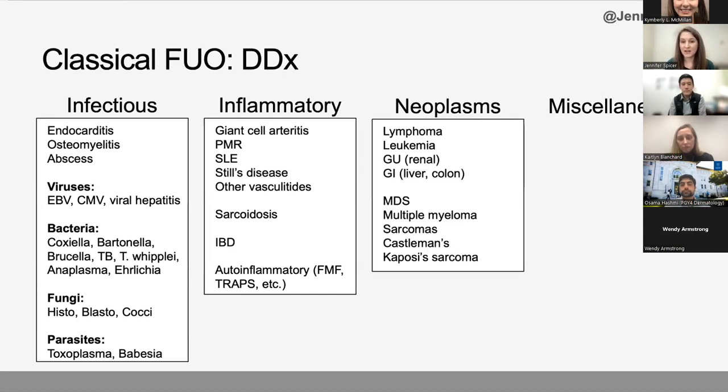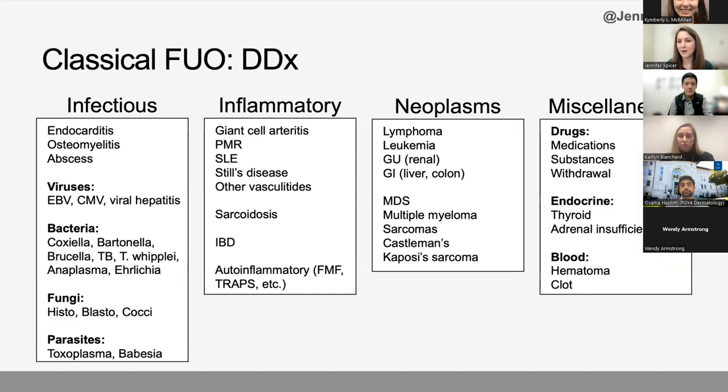There are many neoplasms, and the most common are lymphoma and leukemia. The solid organ tumors that tend to cause fever are in the GU system or the GI system. And then I think about miscellaneous, thinking about medications, including illicit substances and withdrawal syndromes, and the endocrinopathies, which we often forget about. For patients who have maybe had a trauma, things like hematomas or even clots can cause an FUO, but already based on our patient's factors, these miscellaneous syndromes seem much less likely.